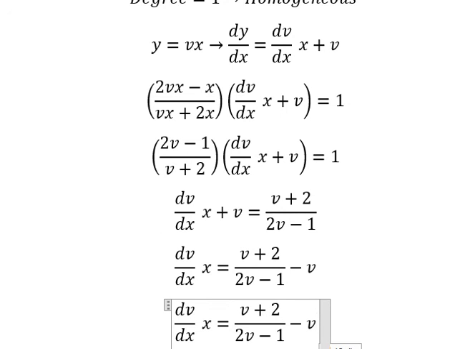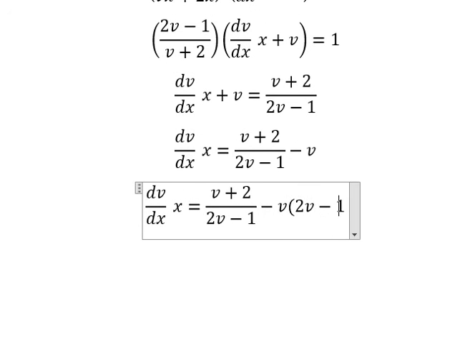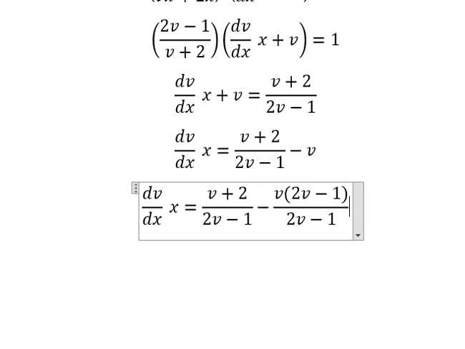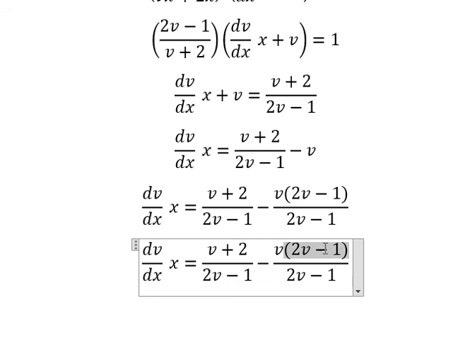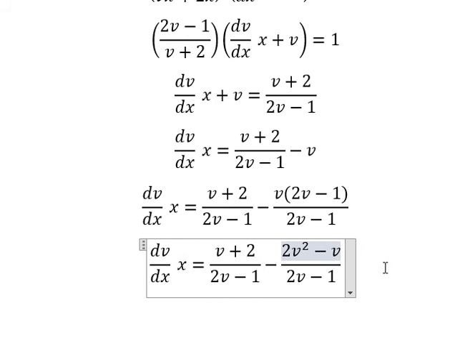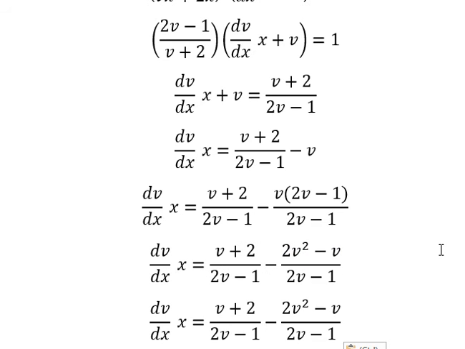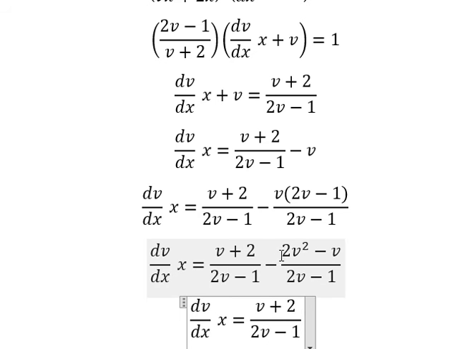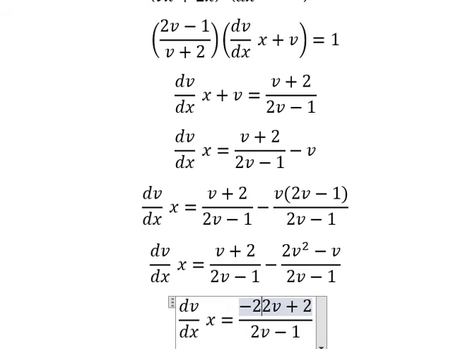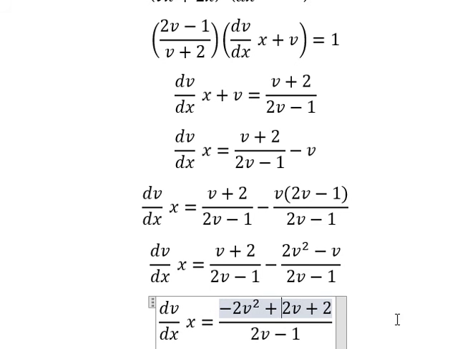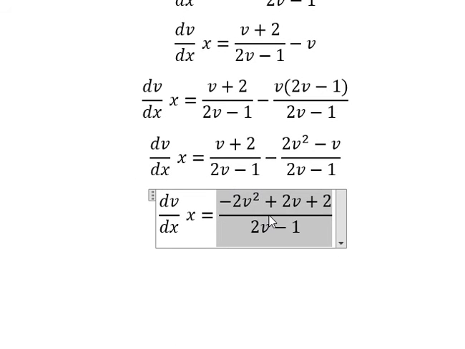Now we do a common denominator. So this one we have 2v squared minus v. So negative, we change the sign of this one. So v minus v we have 2v. This one we have negative 2v squared. Next, I will put this one to the left, dx and x go to the right.